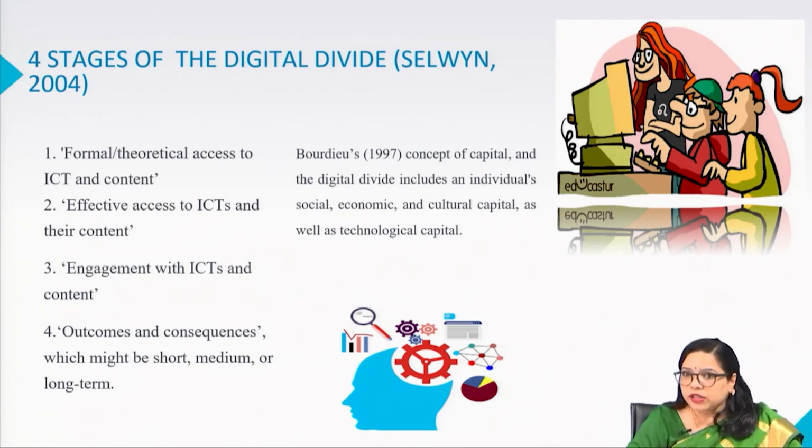This stage comprises meaningful access and use, where the users exercise a certain degree of control and choice over the content and the technology. The last stage he speaks about is the outcomes and consequences, which might be short term, medium term or long term. According to him, these take place in the form of productive, political, social, savings and consumption activity.